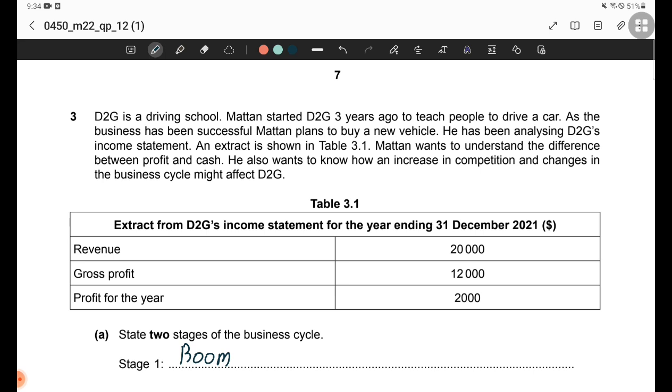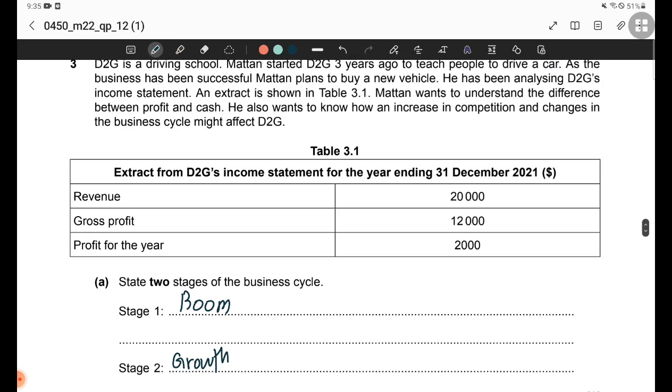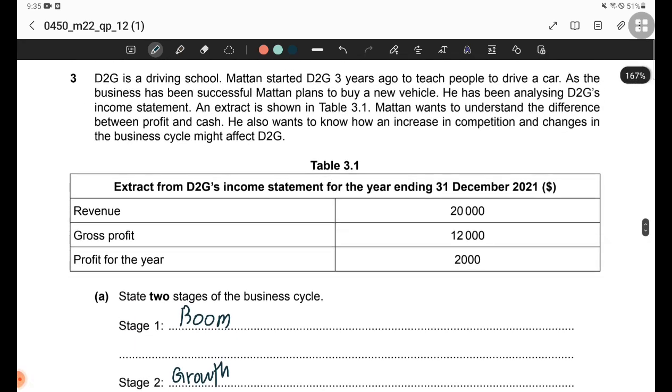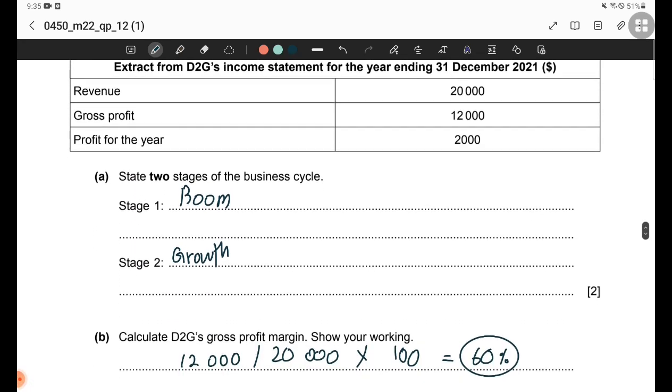Matten wants to understand the difference between profit and cash. He also wants to know how an increase in competition and changes in the business cycle might affect D2G. So this is the table you would be using for the question.